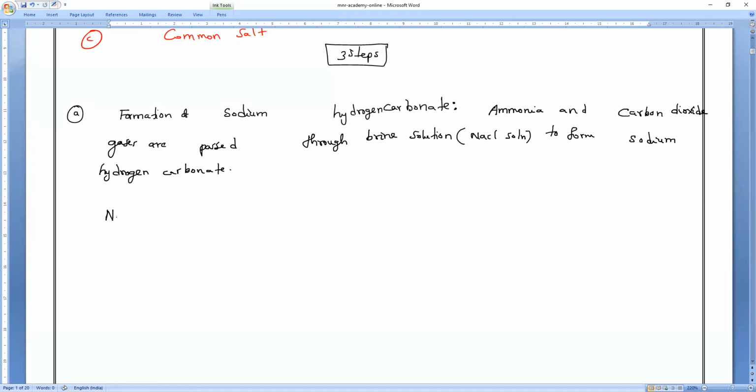We all know this equation also. Sodium chloride reacting with ammonia dissolved in water, plus carbon dioxide. So these are the things I am passing. So what will happen? What products will come? We are going to get sodium hydrogen carbonate, plus along with that, of course, we will get ammonium chloride.